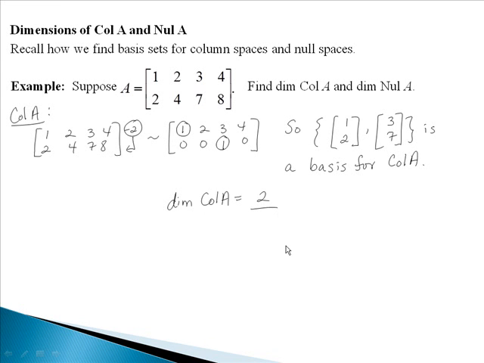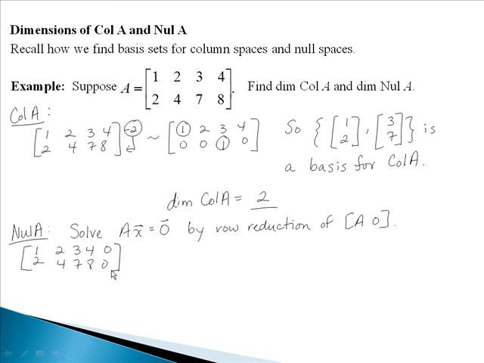Now the column space was a little easier. Now we're going to look at the null space of A. Remember that we want to solve our homogeneous equation AX equals 0 by row reduction of our augmented matrix containing A and then zeros. So here's my augmented matrix, and I'm going to row reduce it, and we'll get this matrix here. So remember now with null space we're writing the general solution.